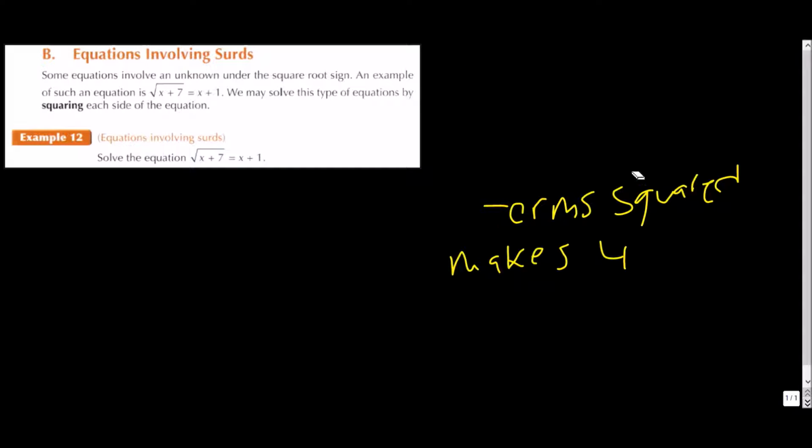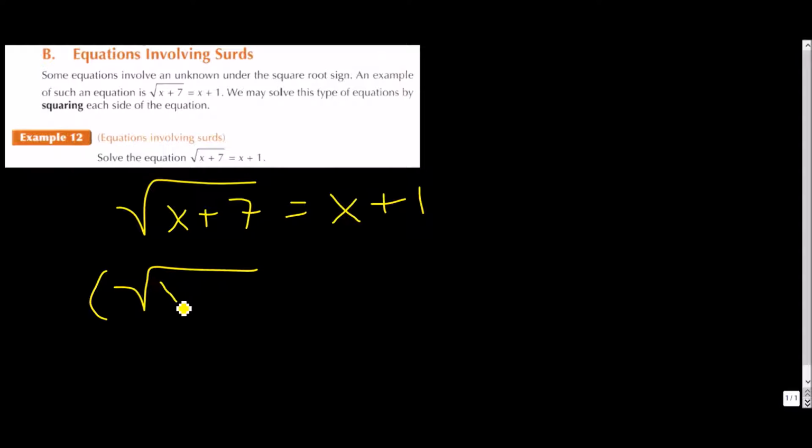What we want to try to do here is isolate our square roots on one side and everything else on the other. It's going to make things way simpler for us. So if we have the square root of x plus 7 equaling x plus 1, we're going to square both sides. It's very important that you see that we square the entirety of the other side.